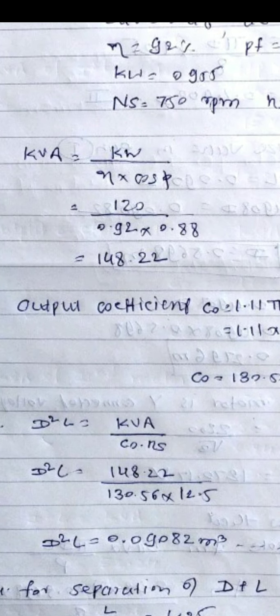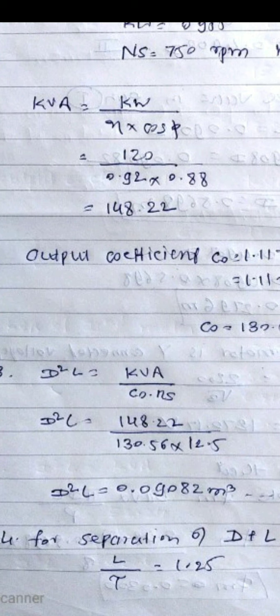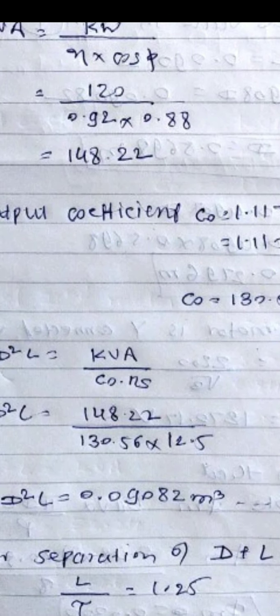After that calculate d square L is equal to kVA divided by C0 into Ns. Put the value: kVA is 148.22 divided by C0 which is 130.56 into 12.5, and that value becomes d square L is equal to 0.09082. Call this equation number 1.